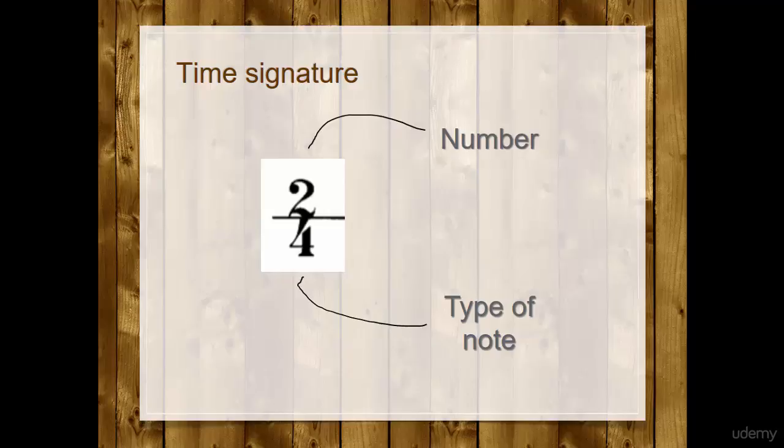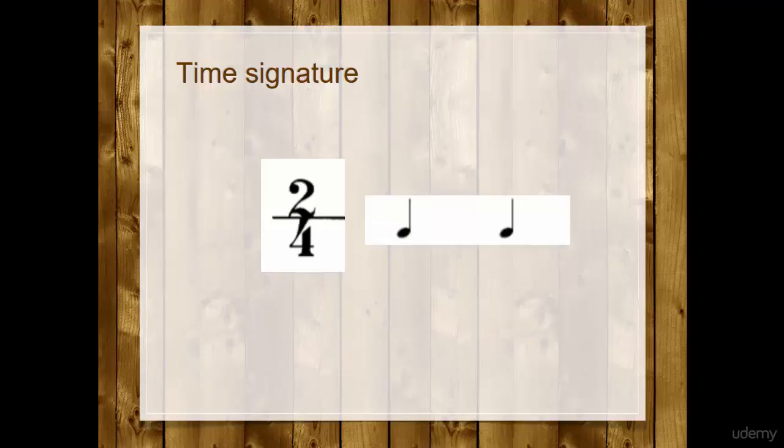It's put close to the clef, and the upper number means that you must have a certain number of notes. Which kind of notes? Well, the number that is down means the type of note. If I have 2 fourths, it means that in each measure I must have 2 quarter notes, or the equivalent.